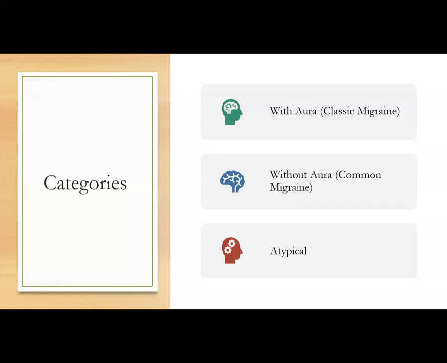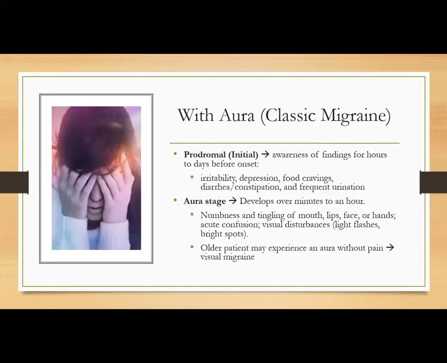There are different categories of migraines. You have the classic migraine, which has an aura with it, a common migraine that does not have an aura, and an atypical migraine. So with the classic migraine, this is the one that has an aura. So you've got different stages, and we're going to talk about staging as well when we get into seizures.